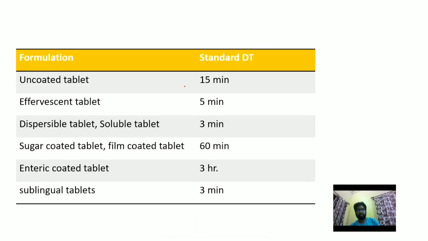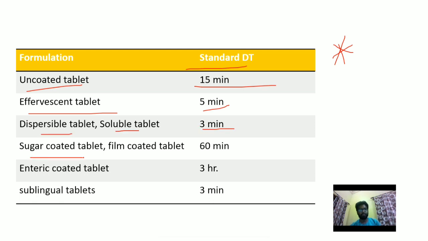This is a very important table from which you can see the standard disintegration time of different tablets or formulations. For uncoated tablet it is 15 minutes, for effervescent tablet it is 5 minutes, for dispersible tablet or soluble tablet it is 3 minutes, for sugar coated tablet or film coated tablet it is 60 minutes, for enteric coated tablet it is 3 hours, and for sublingual tablet it is 3 minutes.